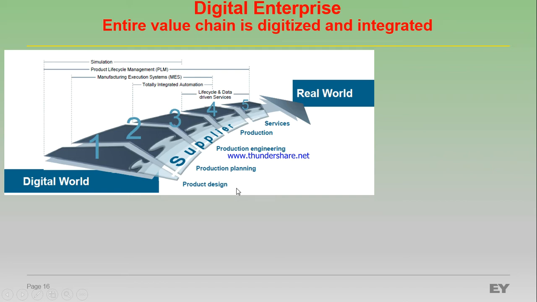You can see here it starts from product design, production planning, production engineering, production, and after production selling and services, and that includes simulation, which is part 1 to 3, product life cycle management, manufacturing execution system, and totally integrated automation, that is called full automation, and life cycle data driven services. It includes even the feedback of the customer.